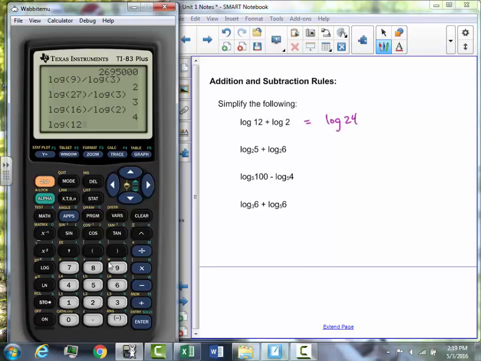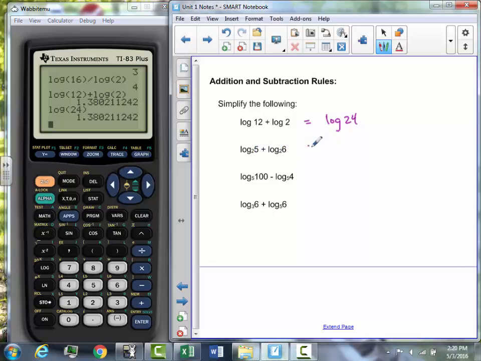Log of 12 plus the log of 2 is 1.38. The log of 24, ta-da, also 1.38. But once you get these sorts of patterns, it's not quite so bad. Like here, there's log base 2 of 5, log base 2 of 6. Well, this means it's log base 2 of 30. Where did the 30 come from? 5 and 6, yeah. Let's just confirm just to make sure.